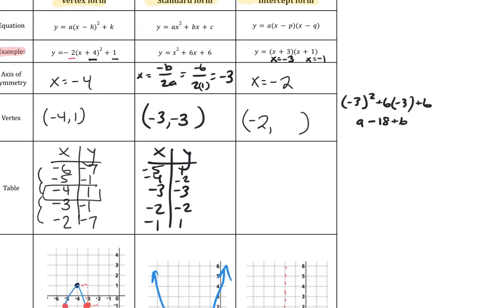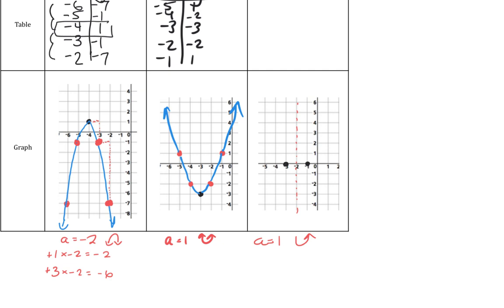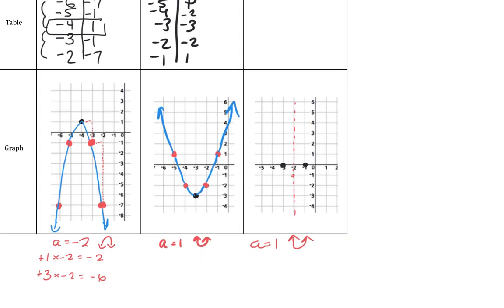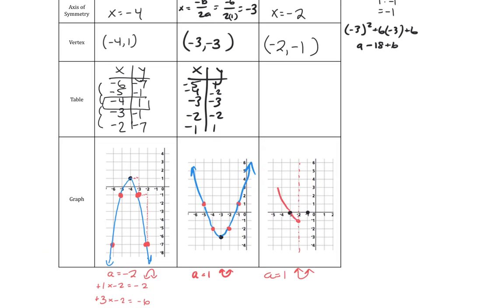So I need to take that -2 and plug it into the original equation. So we have -2 plus 3, -2 plus 1. So that's going to be 1 times -1, which is -1. My a value is just 1. So it's going to open up. So let's see. My vertex says it's at -2, -1. So we're going to go ahead and plot that graph.